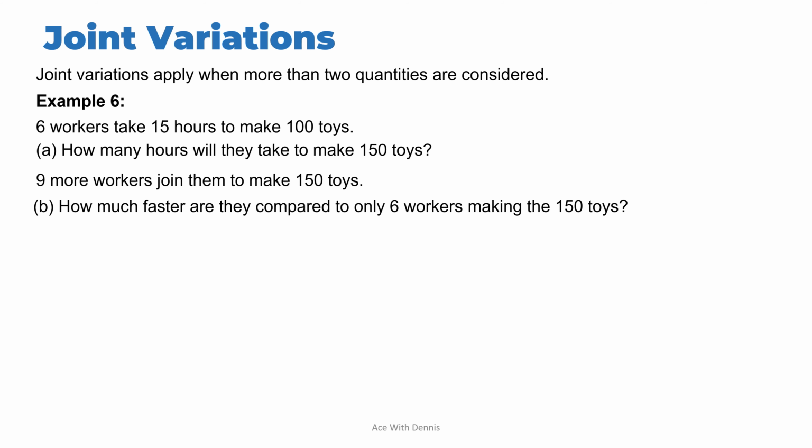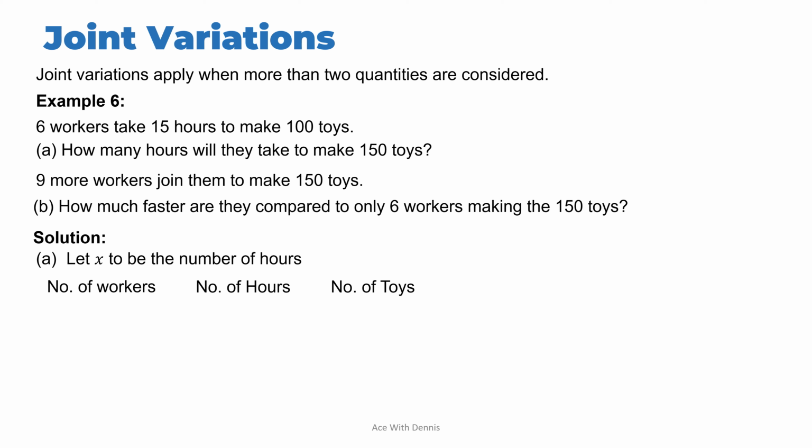So this question, the very first thing we need to do is identify the quantities. The first quantity is the number of workers, the second quantity is the number of hours, and the third quantity is the number of toys here. So from here, for A, let x be the number of hours because this is what we want to find for A, how many hours will they take, right? So we let x represent the unknown they want to find. The next thing we need to do is form the ratio, number of workers to number of hours to number of toys.